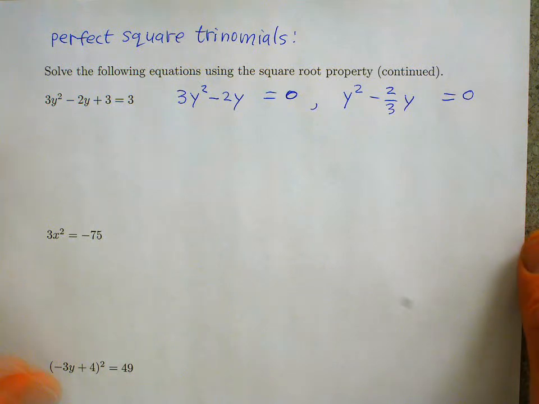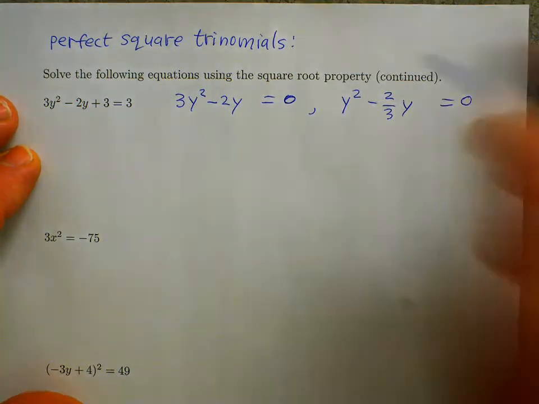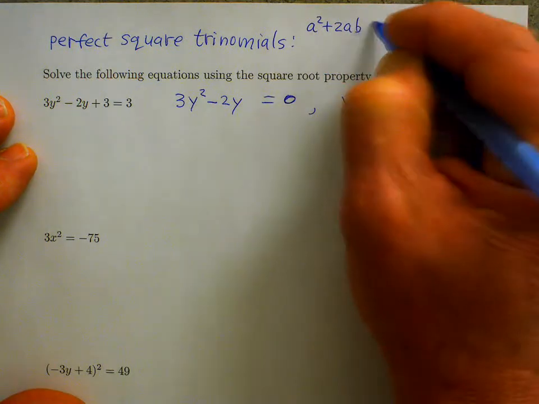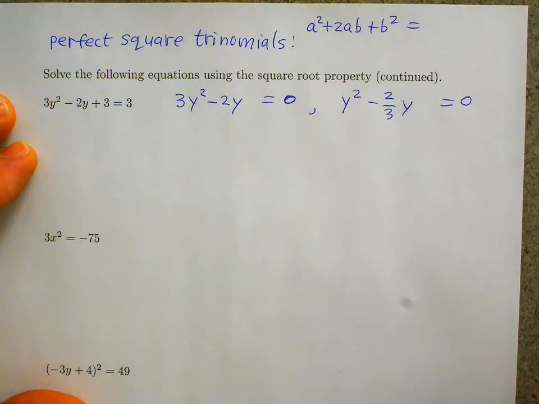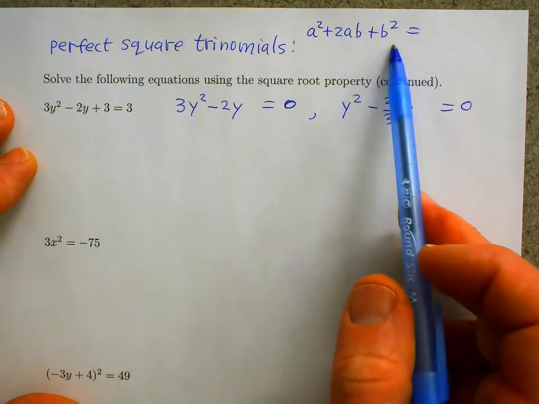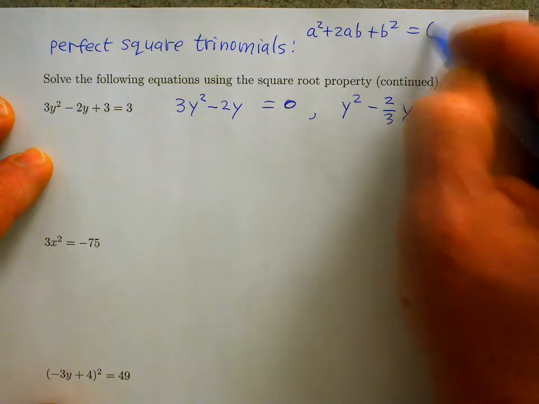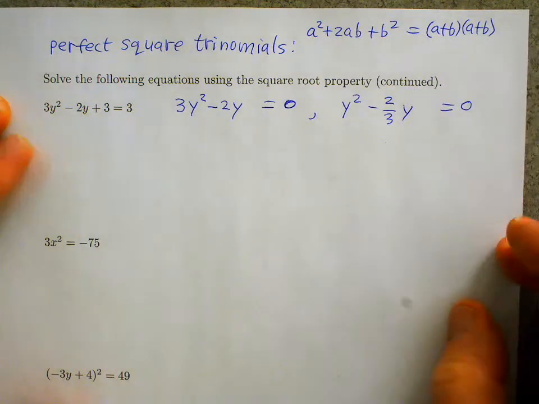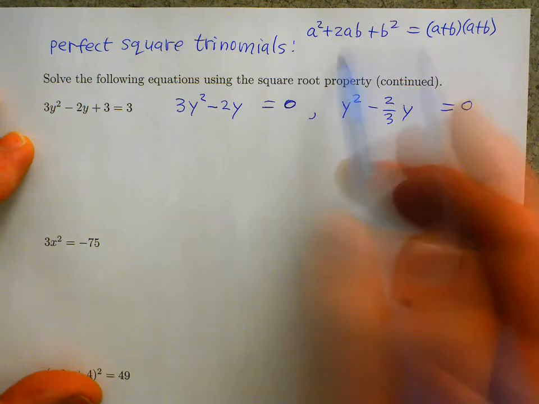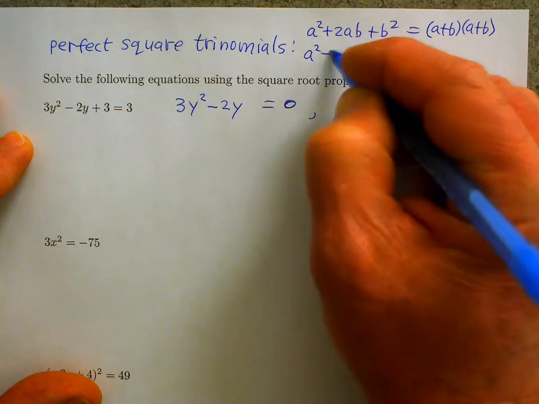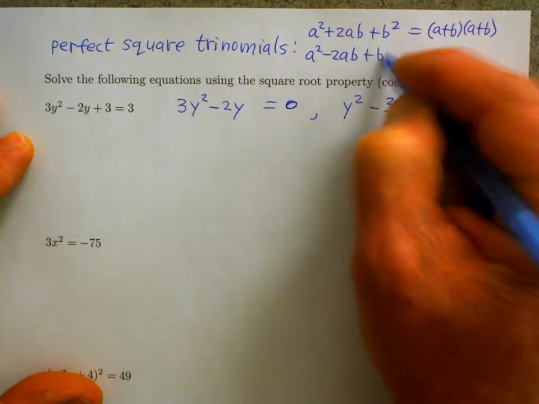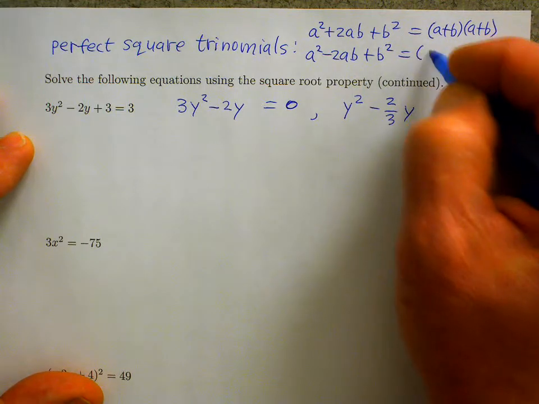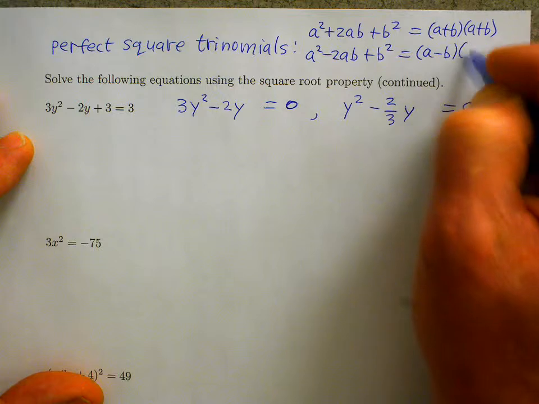They can have a couple of forms. One is a to the second plus 2ab plus b to the second. This is called a perfect square trinomial because the two factors are identical, a plus b times a plus b. The other form of a perfect square trinomial is a to the second minus 2ab plus b to the second. The two factors of this are also identical, but the two factors this time are a minus b times a minus b.